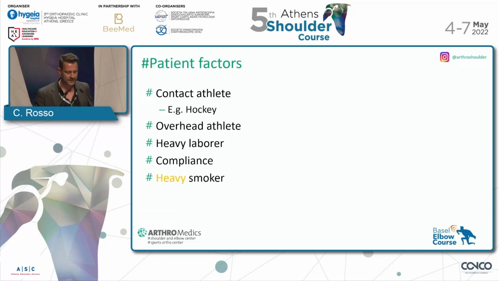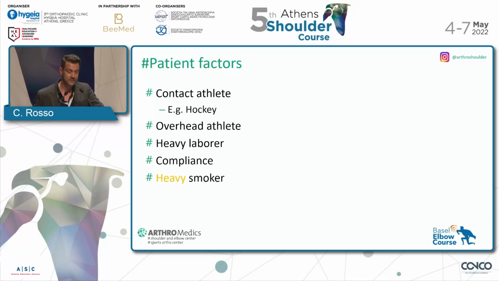We know, like Knut said, the contact athlete, hockey players for AHL, they need to sign that they won't have their AC joint repaired, because after 3 days they will run into the boards again and they will break everything. So hockey players are a contraindication. Overhead athlete, you need to know if it's the dominant or non-dominant arm. You need to know what kind of grade, of course. But this is a patient factor that you need to consider.